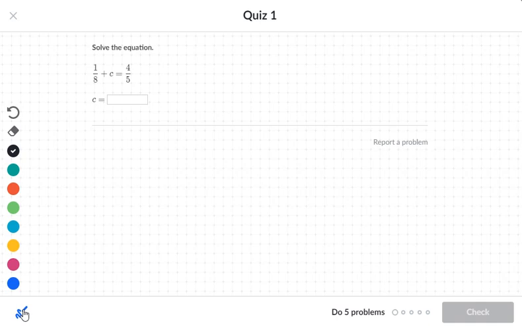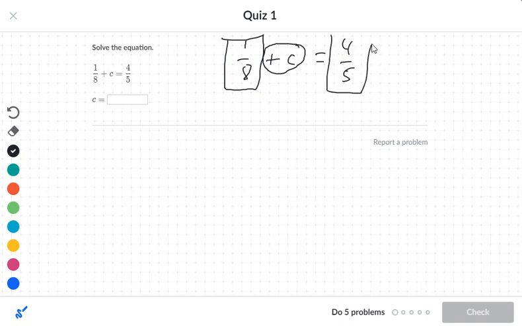Okay, I got the following: 1/8 plus c is equal to 4/5. So I can box, circle, and box. Remember, you want to get the circle by itself and the box by itself, and you can write this as circle equal to box or box equal to circle.